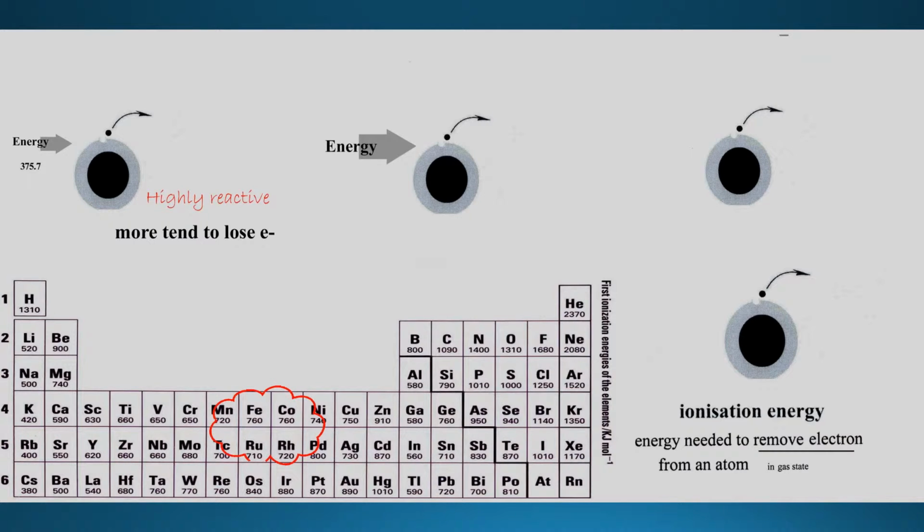On the next group, these take more energy, around 700-ish, 700 kilojoules. That means you need a few hundred degrees of temperature. If you give that much energy to nudge this atom, this electron will be given out.